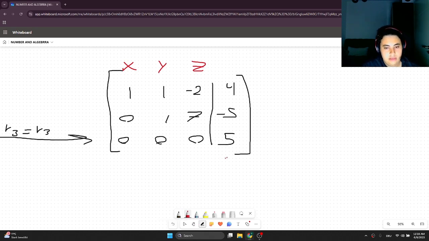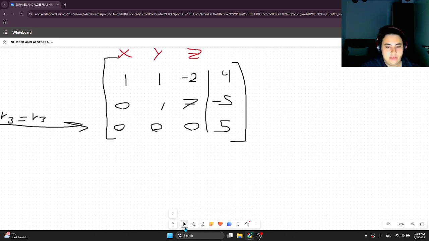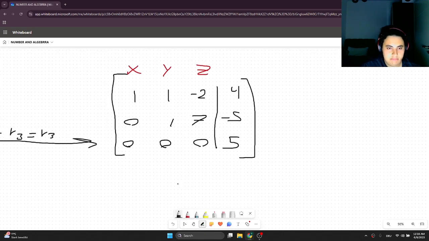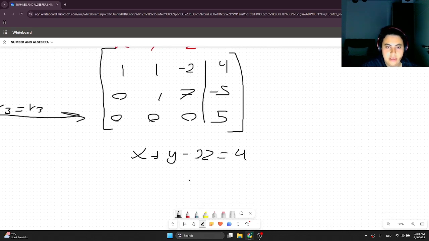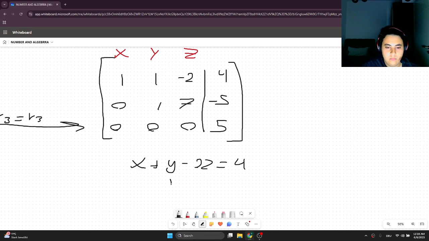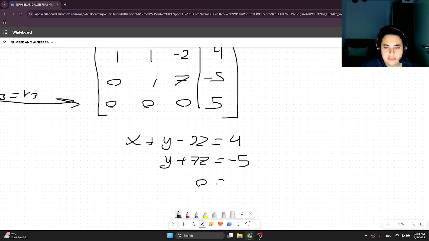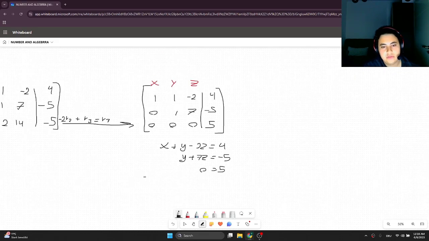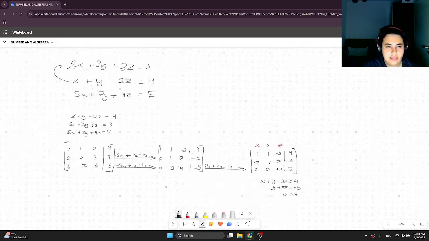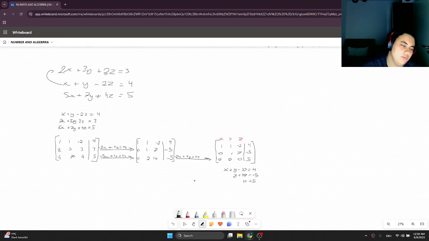So there we go. Now let me just write it like how we're supposed to. It's going to be x plus y minus 2z is equal to 4, right? And then you have y plus 7z is equal to negative 5. And then here you just have 0 is equal to 5. That just doesn't make sense. So there we go. This is the second case that we have where you do not have a solution.